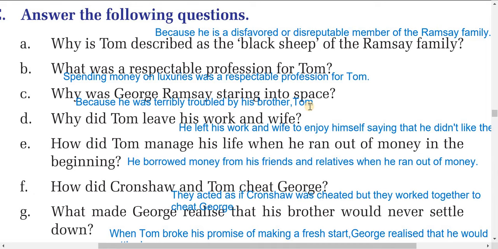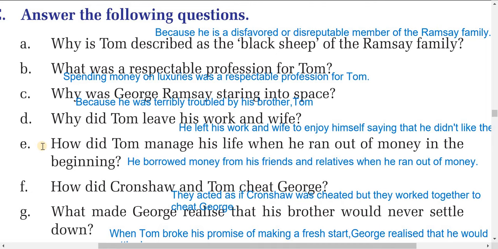Okay, his brother Tom troubled Ramsay, George, so he was studying into space, right, in this way. Now D, why did Tom leave his work and wife? Tom left his work and wife to enjoy himself, saying that he didn't like work and wife. So he left his work and wife to enjoy himself, saying that he didn't like them.